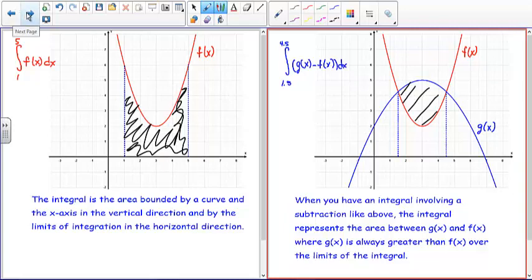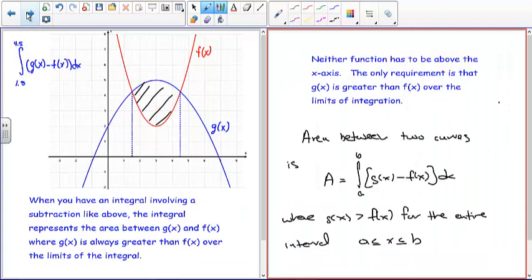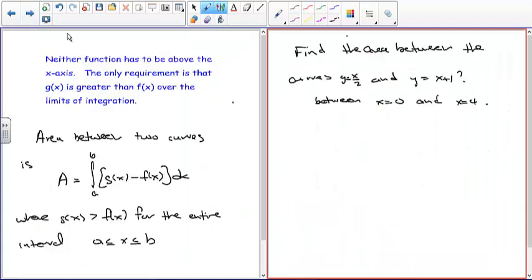You don't need to write all this stuff down. Let's just look at a problem. Find the area between the curves y equals x over 2 and y equals x plus 1, between x equals 0 and x equals 1.